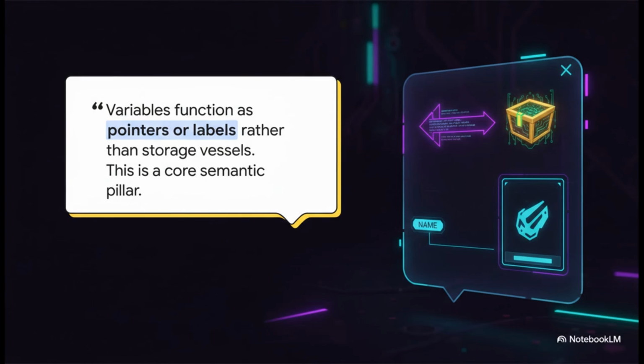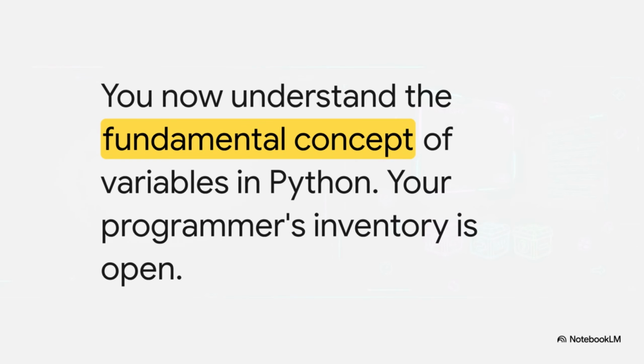So look, if there is only one thing you take away from all this today, let it be this. You are not actually putting the item inside the variable name. The name is just a label. It's a pointer. It's a reference that tells Python where in the computer's memory to find the real item. Truly understanding that distinction, well, that's the key to the entire game. You have officially unlocked and opened your programmer's inventory.